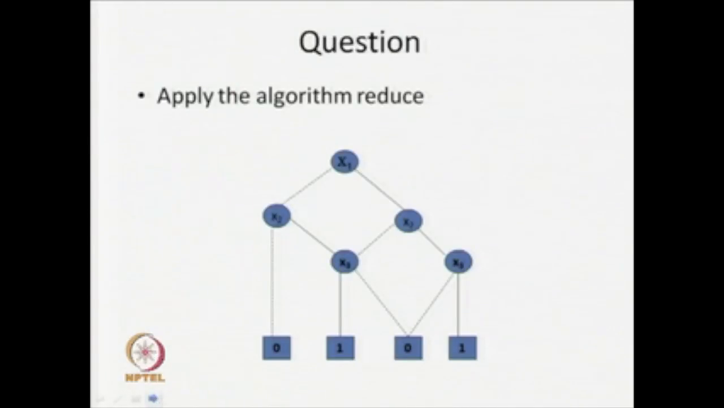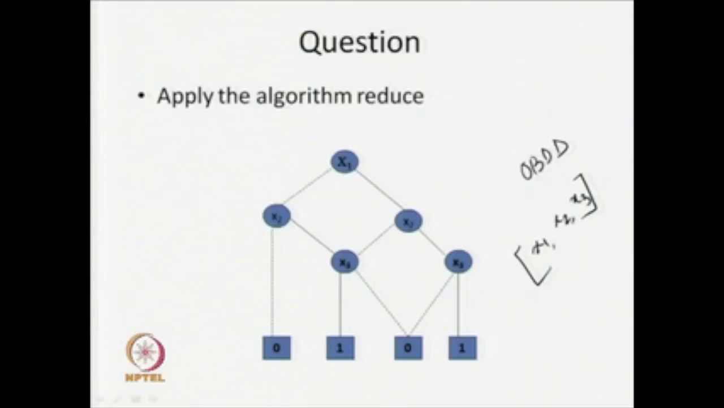Okay, now, as a question, I am saying: apply the algorithm reduce to reduce this particular BDD. So, I am giving an OBDD, an ordered binary decision diagram, and you apply the algorithm reduce to it. It has 3 variables x1, x2, x3, and the ordering is x1, x2, x3. So, this is the ordering that we have, and this is the given BDD. Now, apply the algorithm reduce to reduce this particular BDD.